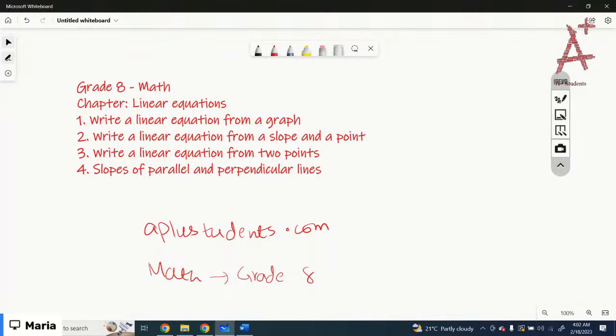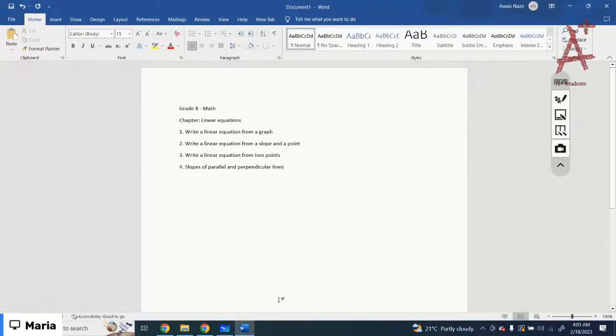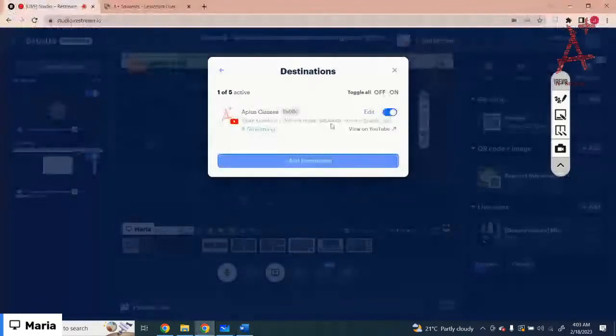Chapter name is linear functions, linear equations, and the lessons we're going to cover today are write a linear equation from a graph, write a linear equation from a slope and a point, write a linear equation from 2 points, and then we'll do slopes of parallel and perpendicular lines. Let's start with the first lesson, write a linear equation from a graph. Please make sure you have your notebook and pencil so that you can note down the important examples and definitions as well.